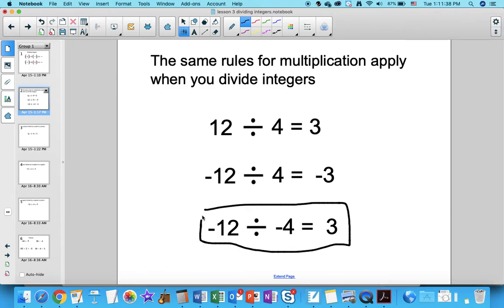The common mistake that happens is people tend not to see those little negative symbols, right? And so they may mistake negative 12 divided by 4 as 12 divided by 4. And so they'll make an error and not see that negative symbol. That's a common mistake people will make.